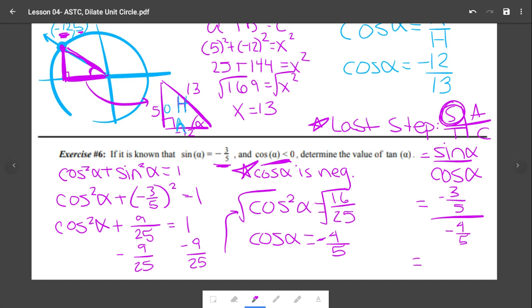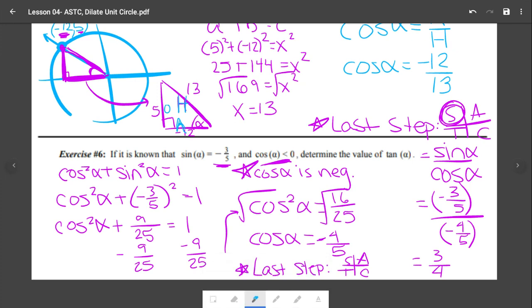So now to find tangent, we can divide sine by cosine. You can plug this right into your calculator to do it. I would put parentheses around those fractions so you don't make a mistake. And you should get 3/4 or 0.75. Now, make sure you remember, last step, double check your ASTC that everything came out okay.